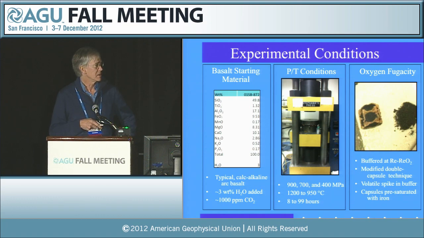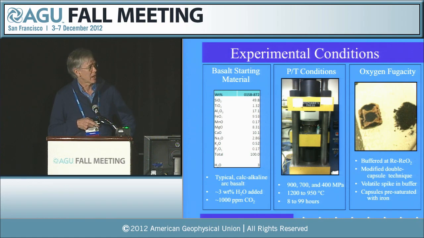The way we do things in this lab, we always end up with about 1,000 parts per million CO2, which can be a disadvantage or it can be a virtue. We did the runs in piston cylinders at 9, 7, and 4 kilobars. We buffer them. Everything we do in the USGS lab, we buffer, because we have 1-inch assemblies that I inherited from Steve Bolin. So we use a double capsule method.